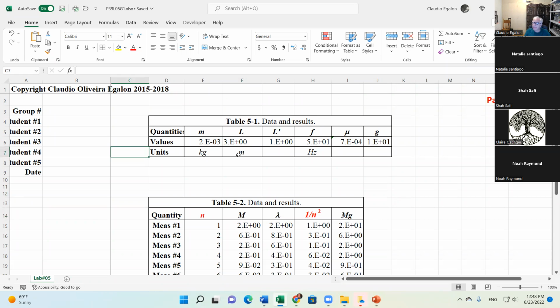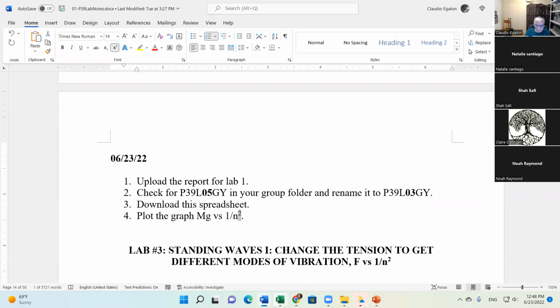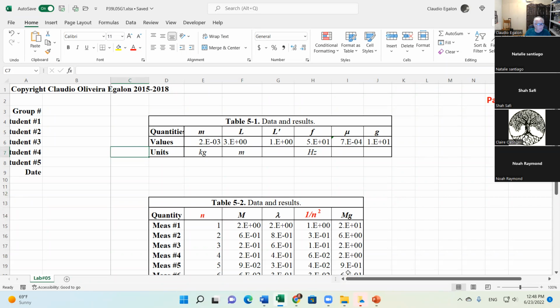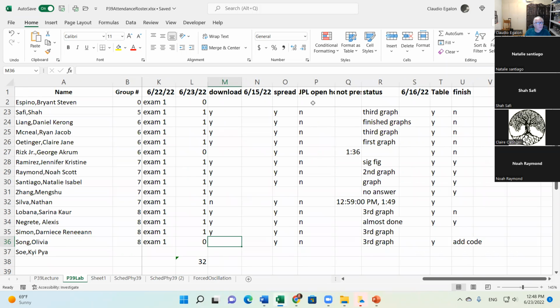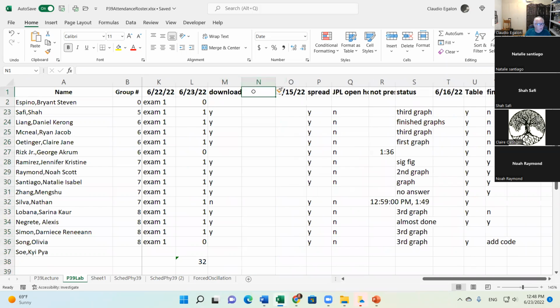Well, 48. Let me know whenever you're done with the graph. The next step here would be to plot the graph. Attendance. Graph. Okay, I'll give you some time.